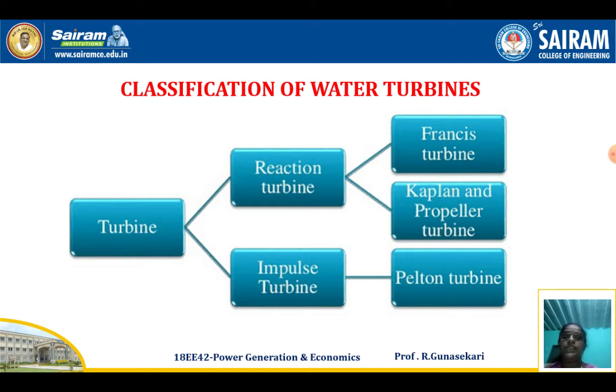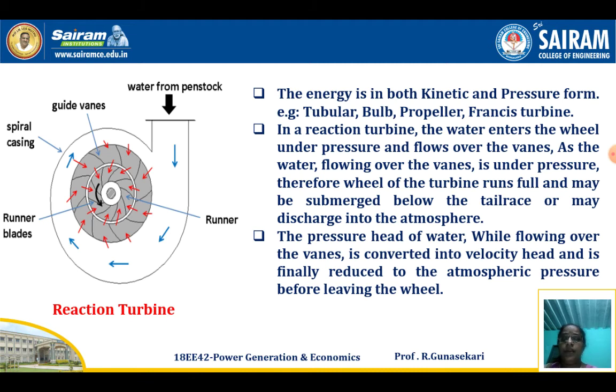Now we will study in detail what is meant by reaction turbine and impulse turbine, and what is the function of Francis, Kaplan, propeller and Pelton turbine. First, reaction turbine. This diagram represents the reaction turbine. The reaction turbine consists of runner blades, runner, spiral casing, guide vanes, water from a penstock. The arrow mark shows water coming from the penstock only. The energy is in both kinetic and pressure form.